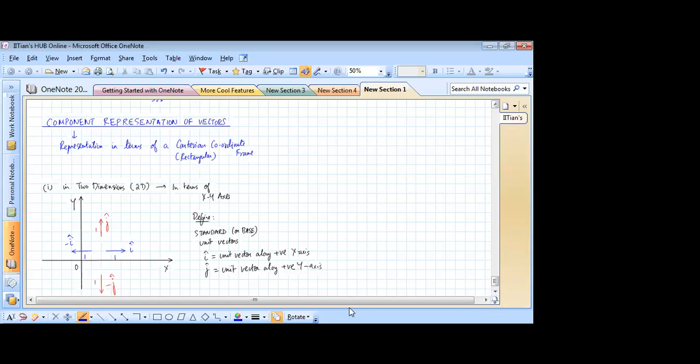Yeah, so that is what we'll see. Vectors can point everywhere. So we won't talk about only vectors along I cap and J cap. This is just the definition of I cap and J cap so far. We haven't yet come to how to represent any given vector using the component notation. We are coming to that next.